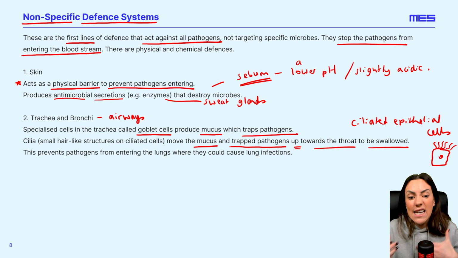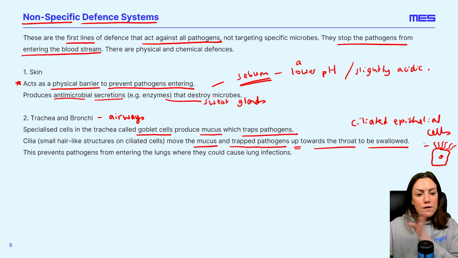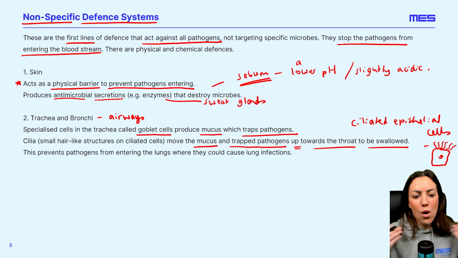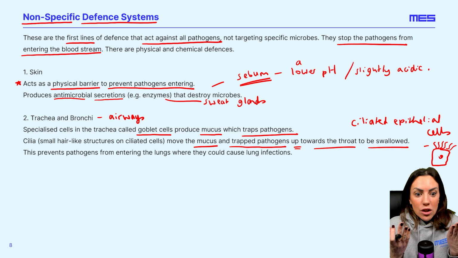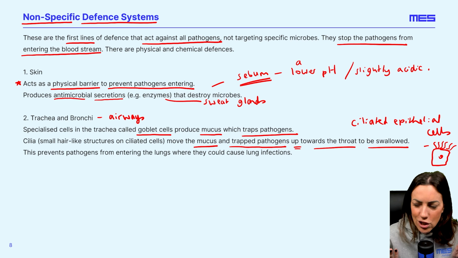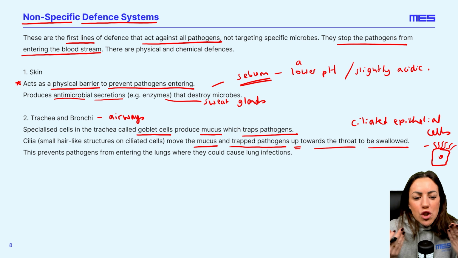The mucus is sticky and traps the pathogens, and then the cilia will move and waft the mucus with the trapped pathogens upwards, away from your lungs, because you don't want a lung infection or chest infection, up towards your throat, and you'll cough it out or you'll swallow it.